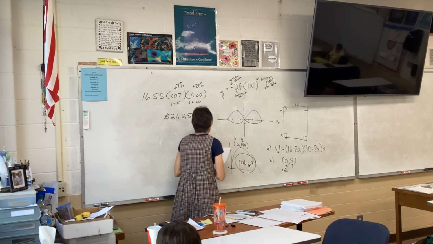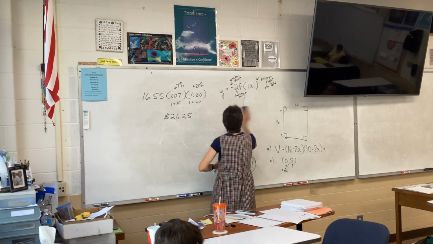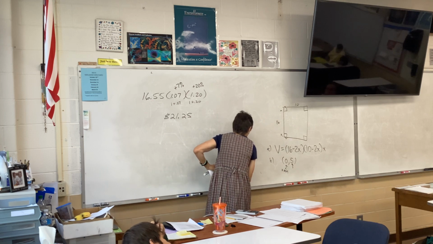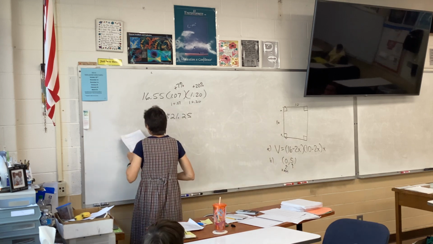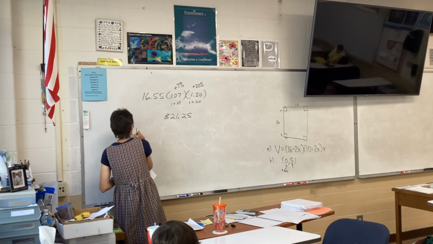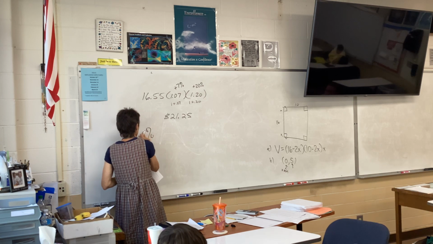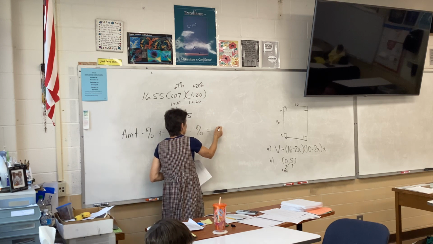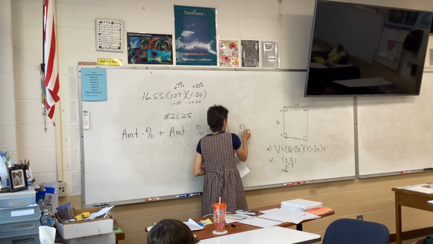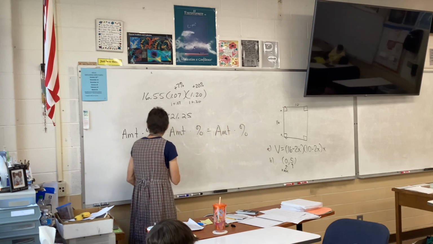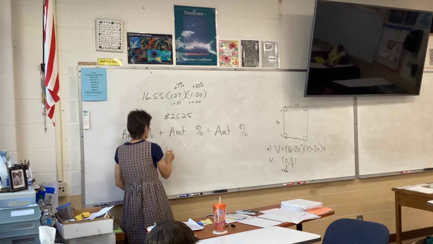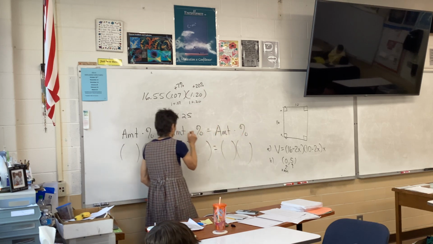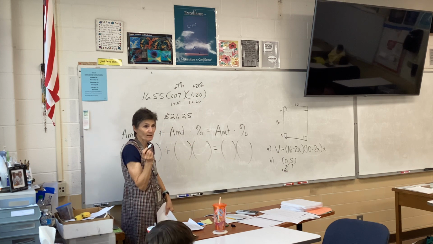All right, number 4. What's our strategy for number 4? Amount times percent, right, I'm gonna actually write that down to help myself stay organized. Amount times percent plus amount times percent equals amount times percent. And then what's the good news here? Almost everything's in the problem.